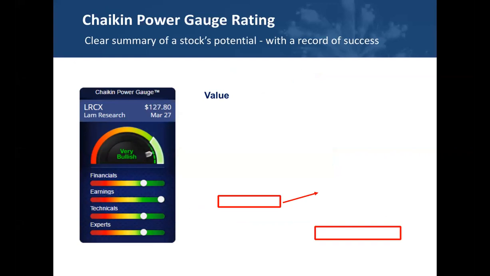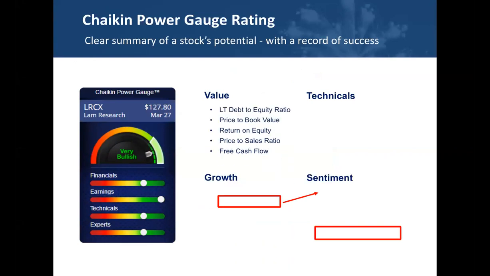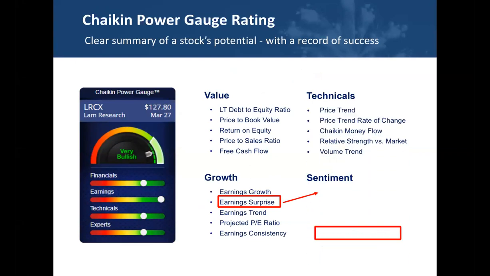Now, what's in the Chaikin Power Gauge are four primary factors that cover value, growth, technical, and sentiment data. And within each of those four primary factors, five sub-factors. Now, as I said earlier, the factors in the model reflect what I learned from working with successful institutional investors over a 30-year period. This model works because it's based on how Wall Street works. These factors are what successful investors like Warren Buffett look at every day to make investment decisions.